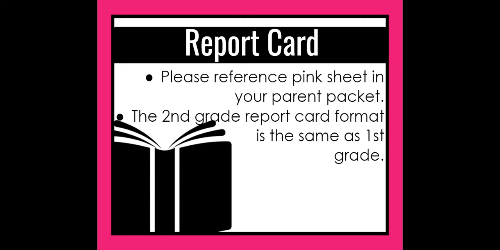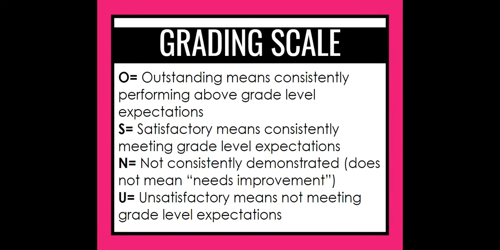So we'll talk a little bit about our grading scale in second grade. This is the same grading scale that was used in first grade, O, S, N, and U. An O means outstanding, and this means that they are consistently performing above grade level expectations. So if your child got O's in the fourth 9 weeks of first grade, that doesn't necessarily mean they're going to be getting O's in the first 9 weeks of second grade because the standards are higher, the expectations are higher, and so you probably won't be seeing a lot of O's at the beginning of the year because they're not performing above those grade level expectations quite yet.